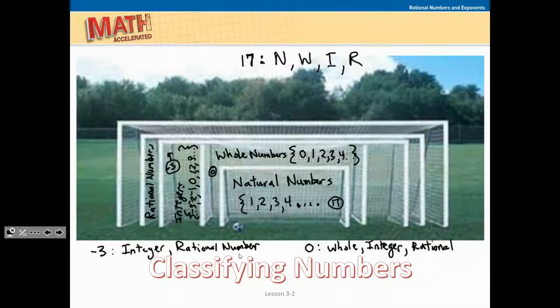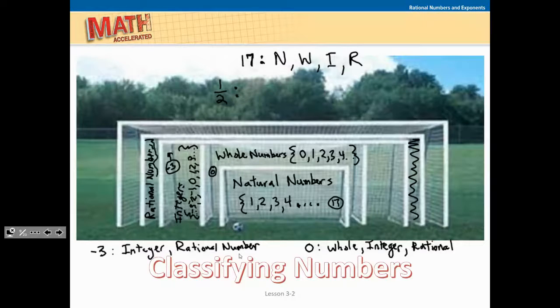Okay, last one. What if I have a number like this? 1/2. Which goal would that be scored in? Could I kick it in the natural goal? No. Could I kick it in the whole numbers? No. Could I kick it in the integers? No. I would have to aim for this outer little section here.